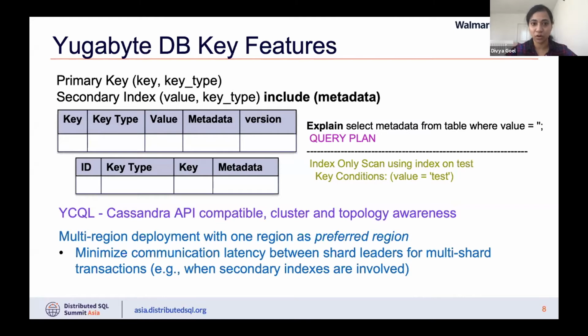As for the metadata column, if we didn't include it in our secondary index, then it has to do a lookup into the primary table. And EXPLAIN was a very good tool for our developers to understand whether it is an index-only scan versus an index and primary table scan.